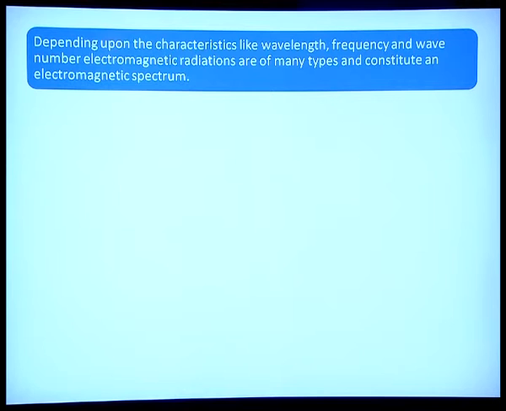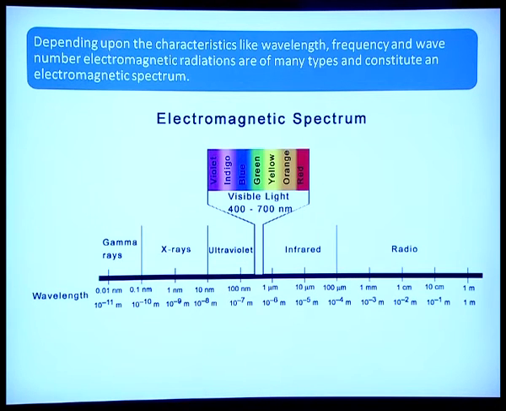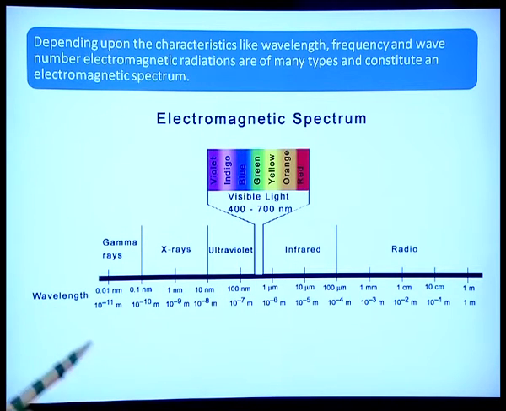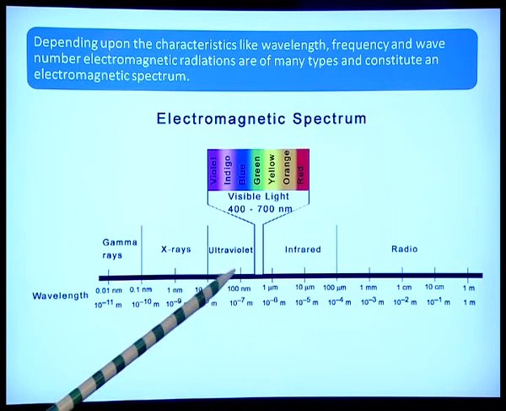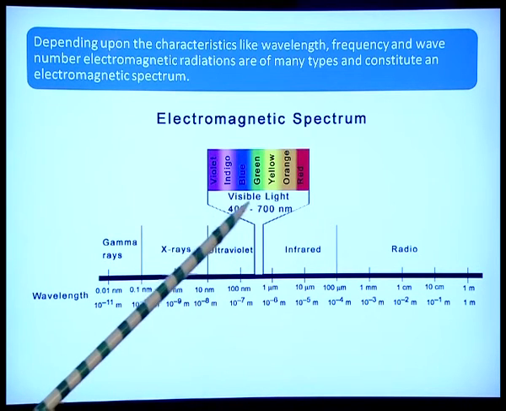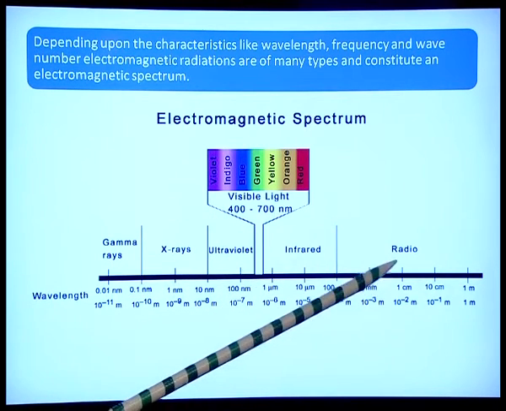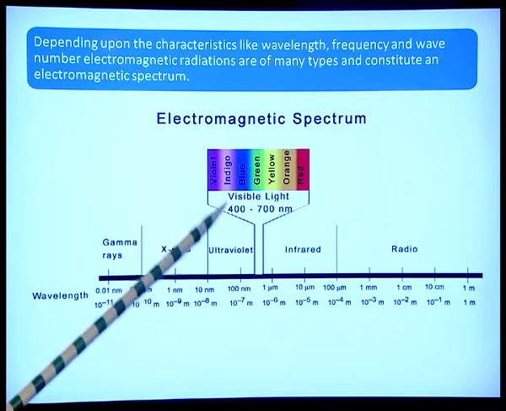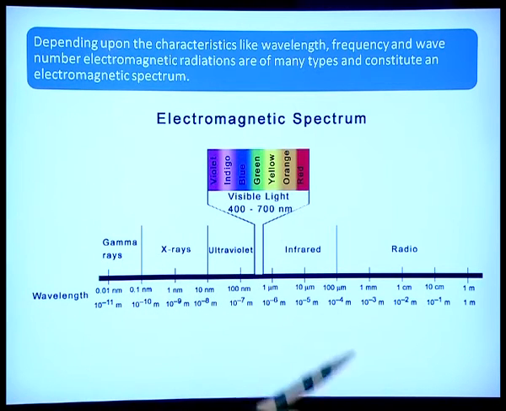Depending upon the characteristics like wavelength, frequency and wave number, electromagnetic radiations are of many types and constitute an electromagnetic spectrum. You can see the beautiful picture of the electromagnetic spectrum. It may lie in any region: gamma ray region, X-ray region, ultraviolet region, visible region, infrared region or radio wave region. The wavelengths are quoted here. We people can only see in the visible range. So we go into the detail of this spectrum.